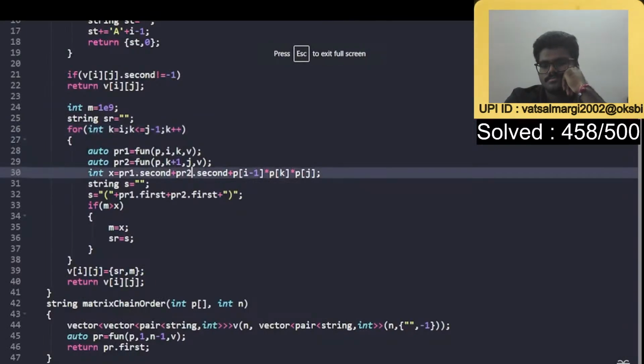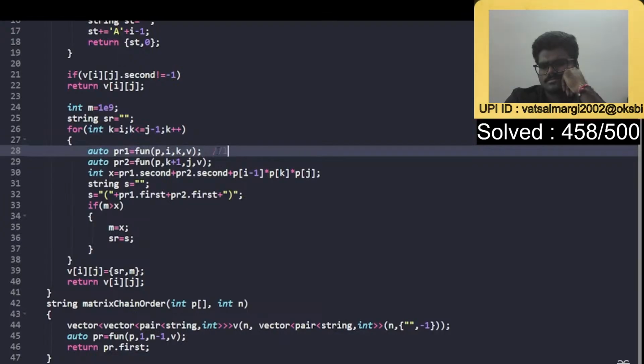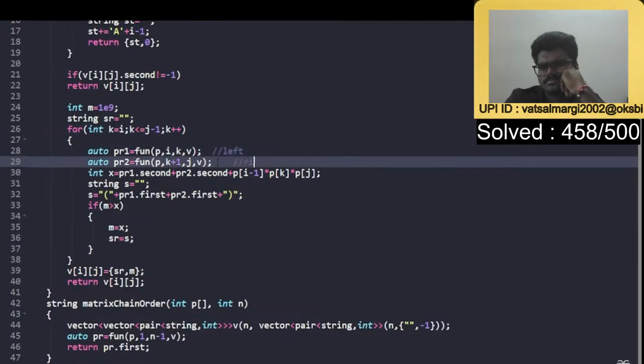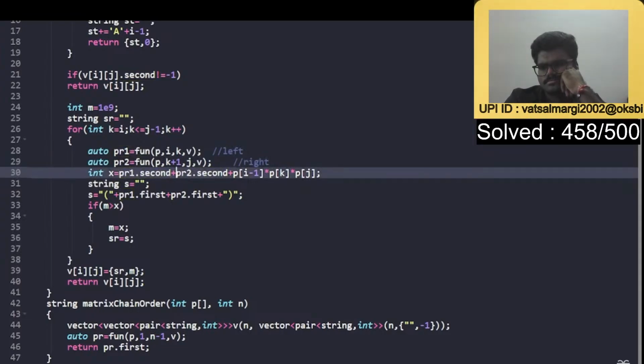So here also we will do it till this part only, and we will first of all get the left part. This will be our left part calculated, and we will also get our right part calculated here. And once we have our left and right part calculated, we will calculate the current value. The current value is nothing but the left part, because left dot second will give me the value, so left dot second plus the right pair dot second plus the computation cost.